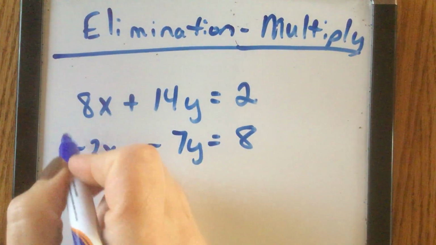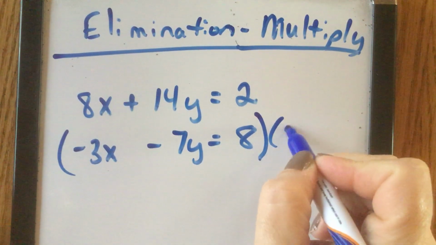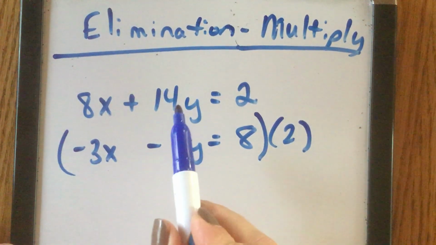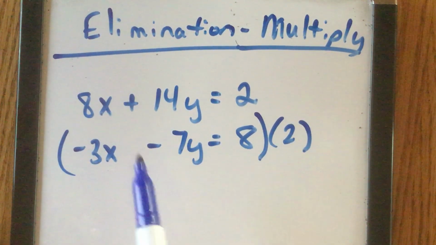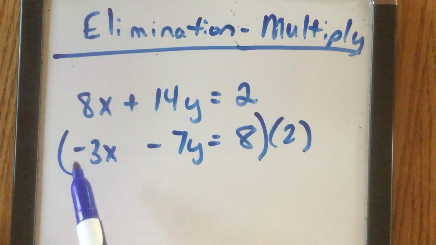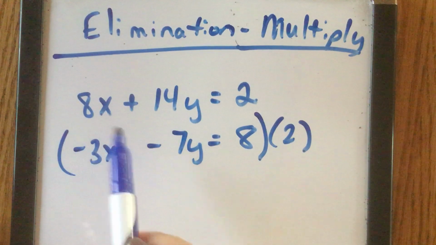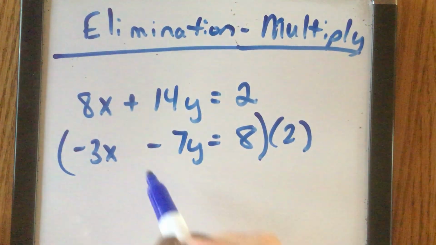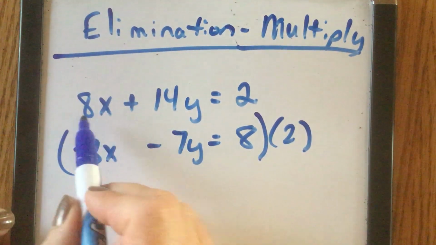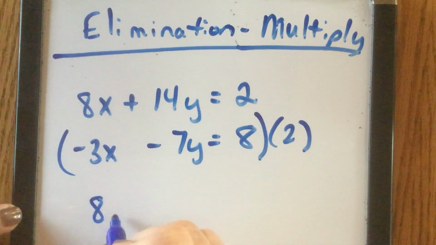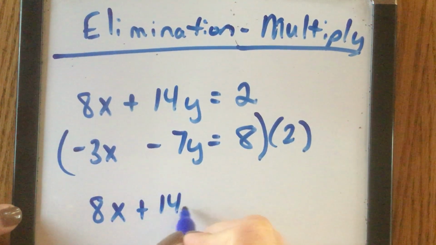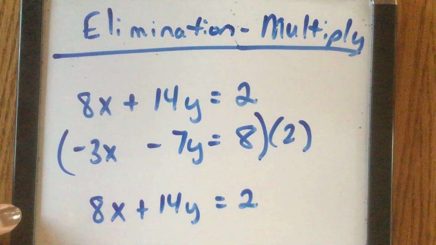So if I were to multiply this bottom equation by 2, I would then have a 14 and a negative 14. I'm not going to work with my x's because I can't multiply anything by 3 and get to an 8. I'm going to work with the y's because they're easier. So this top equation is going to stay the same. 8x plus 14y equals 2.